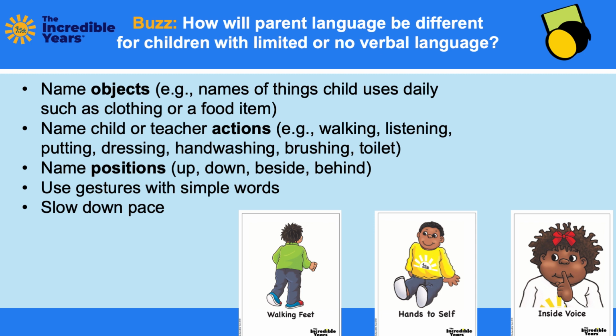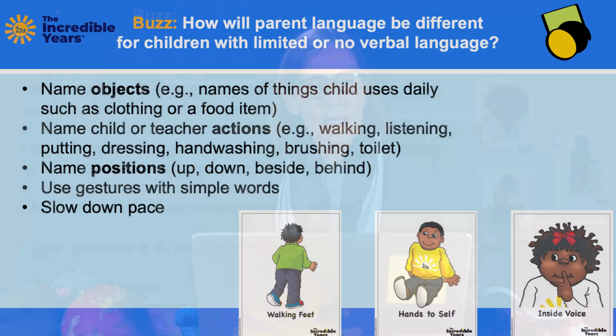Maybe it's shoes, a food item, or a clothing item. And actions, as we talked about before, listening or waiting or hand washing or using the toilet, brushing, those kinds of actions. And then you'd move into positions, up and down, behind, and use gestures with simple words. That's what you start with. We're not going to start with colors and shapes and numbers and all of that. It's too complex until the child has more of these basic language skills.